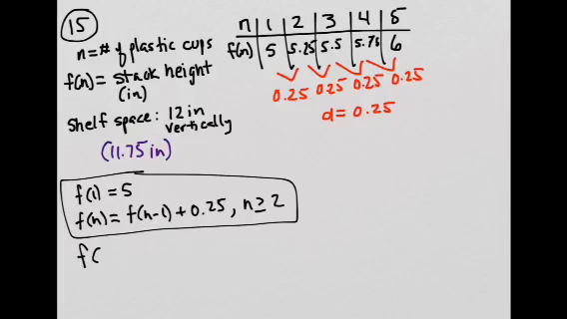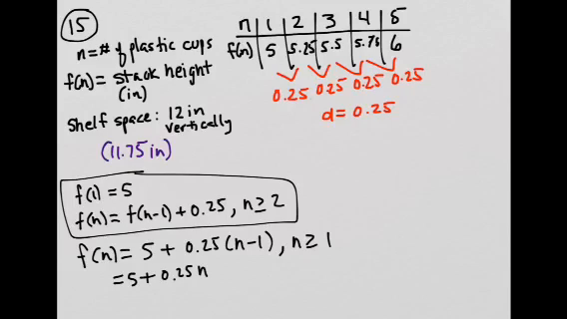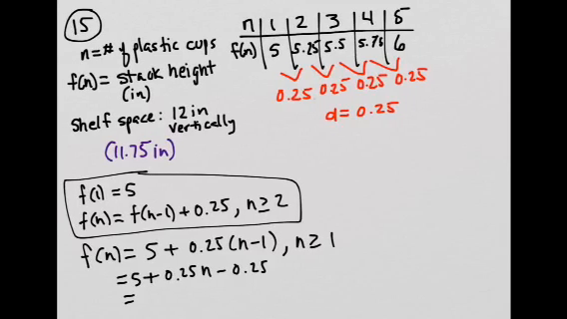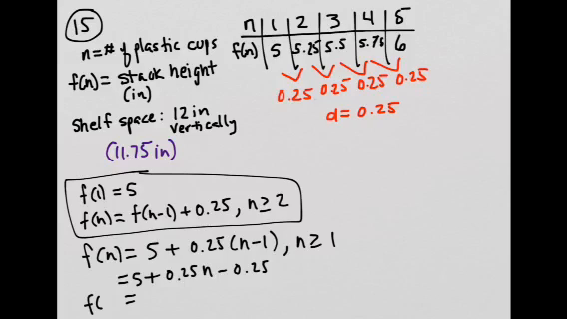The explicit is f of n equals 5 plus 0.25 times n minus 1 for n greater than or equal to 1. And I'm going to distribute the 0.25, so that's going to give you 5 plus 0.25n minus 0.25. And so f of n equals 0.25n, and then these two combine to give you 4.75.